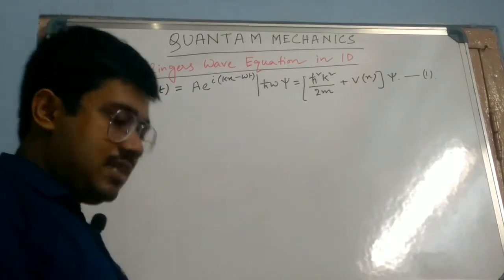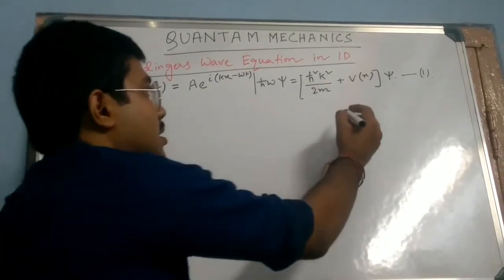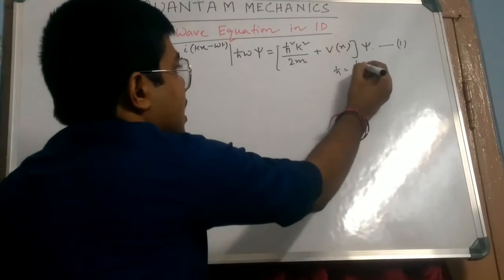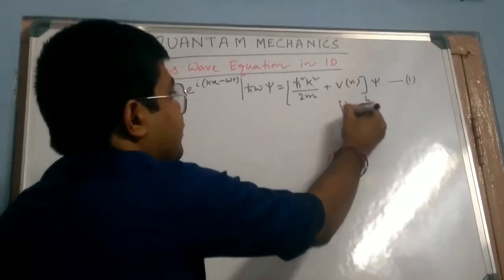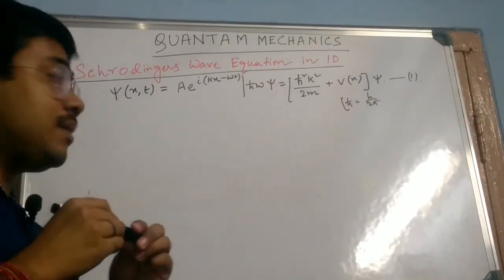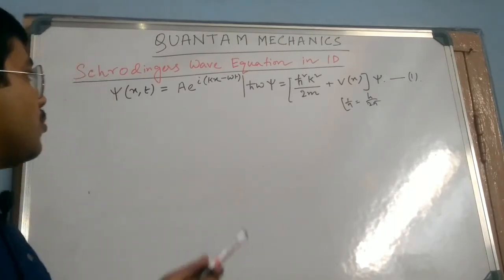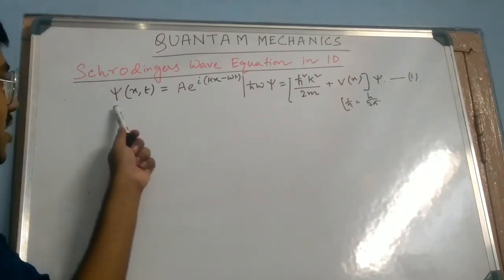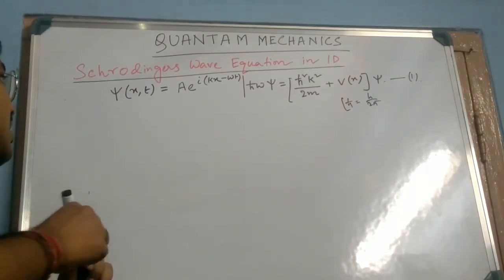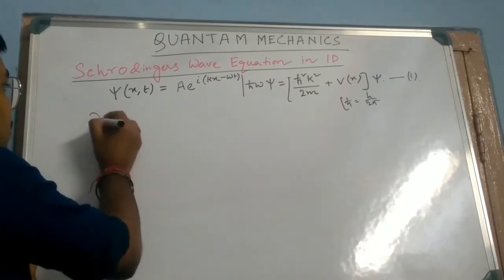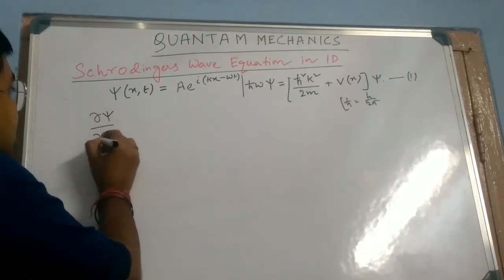So h cut is basically h by 2 pi, where h is the Planck constant. We'll differentiate this psi with respect to t first, the time. So we perform the partial derivative of psi with respect to t.